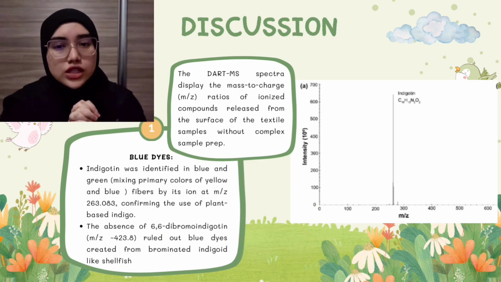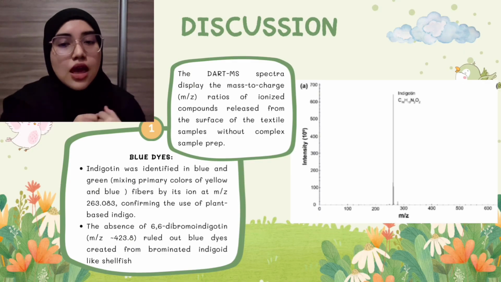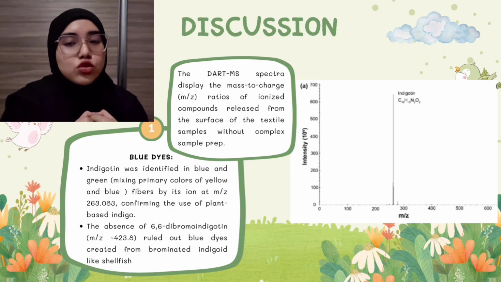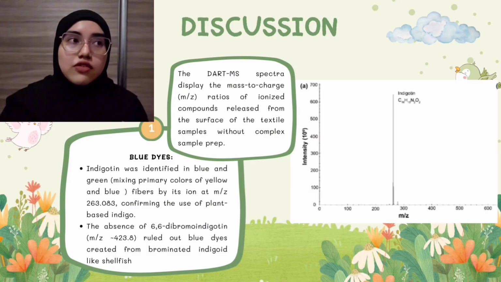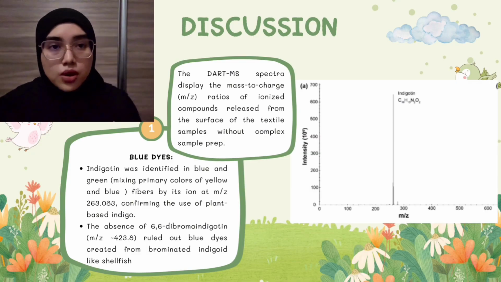Now here, indigotin was identified in blue and green fibers by its ion at mass to charge 263.083, confirming the use of plant-based indigo. The absence of 6,6-dibromo-indigotin ruled out blue dyes created from brominated indigoid like shellfish. Indigotin can be identified in green because green is a mixture of primary colors of blue and yellow.